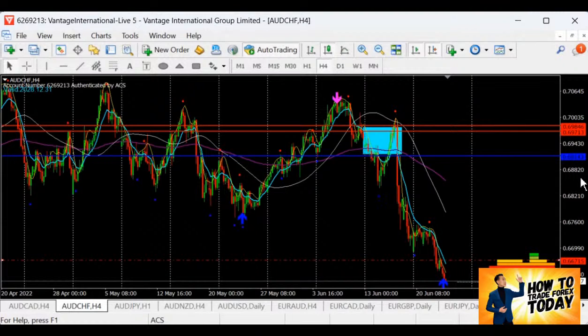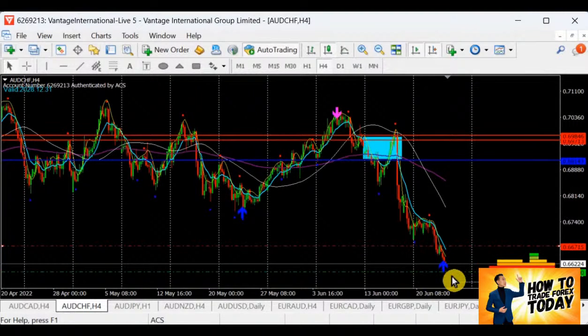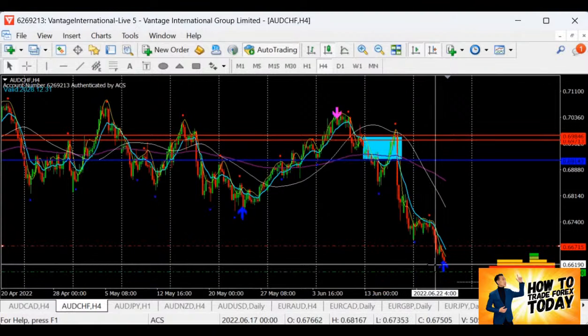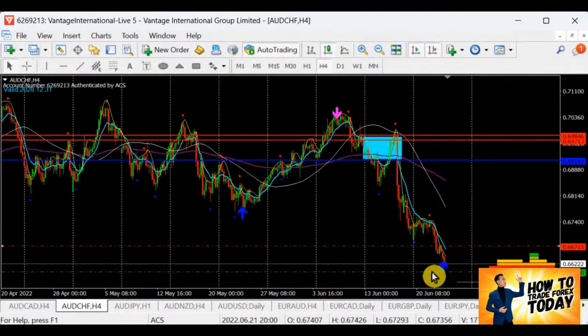We are in the middle of nowhere. We are very near to the support. So Aussie franc, it is good to sell, but we don't have an opportunity to sell to the support level, and we are very near to it, with only 21 pips left. So at this point of time, what we are going to look out for is that probably it either retraces upwards to test the resistance.